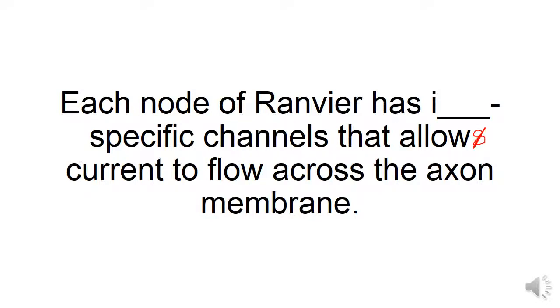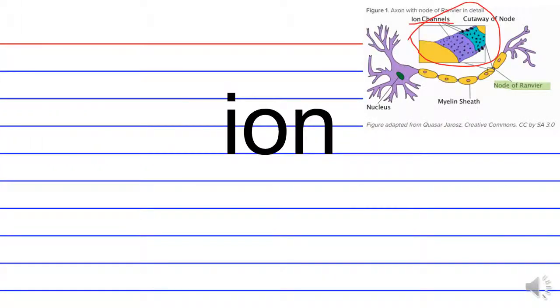So each node of Ranvier has what? To allow ion flow. So each node of Ranvier has ion channels, which I've already highlighted for you. If you zoom in somehow on your screen, these little holes, which are really not holes, but they're inserted protein membranes, those are ion channels that are dispersed around the nodes of Ranvier.